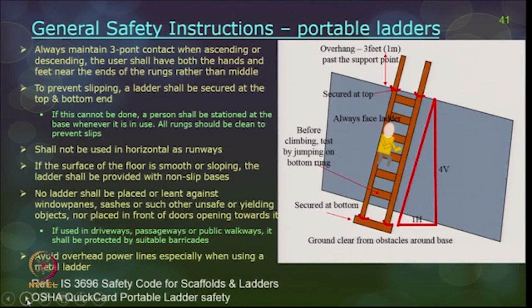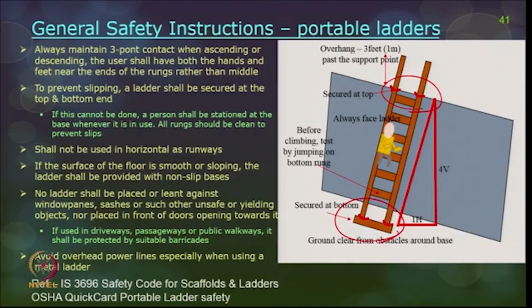Now, general safety instructions for any portable ladders: always maintain a 3-point contact when you are ascending or descending a ladder. The 3-point contact is either 2 hands and 1 leg, or 2 legs and 1 hand onto the rungs. Primarily you put the 2 hands onto your side rails and both legs onto your rungs. The hands should be close to the side rails, and the feet also should be close to the side rails, even though they are on the rungs. When you are putting both legs onto your rungs, you should be able to put one hand either above or below.